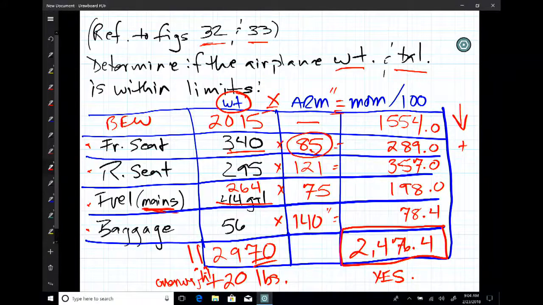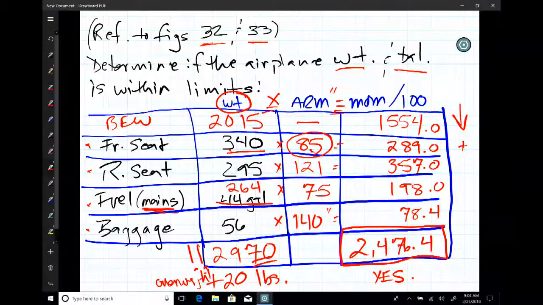Is the balance within limits? So that is the answer to your question. Your airplane is 20 pounds overweight, so it is not within limits. But it is within the balance side of things. Are we good so far? Does that kind of make sense?